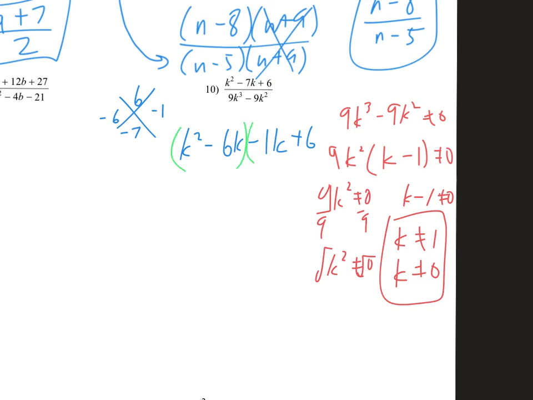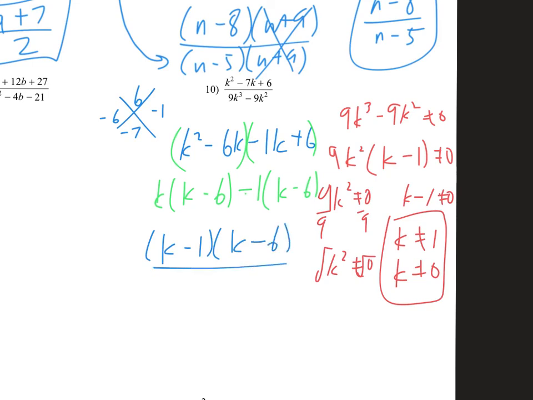So group it up and then take out the k here, and that'll leave me with k minus 6. Over here, I'm going to take out a -1, and when you take out a -1, it changes the signs here to k minus 6. So my numerator there is going to be k minus 1 times k minus 6. And then the denominator, I'm going to steal the factored form from here, 9k squared times k minus 1.